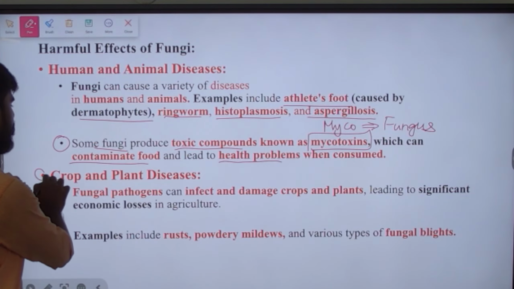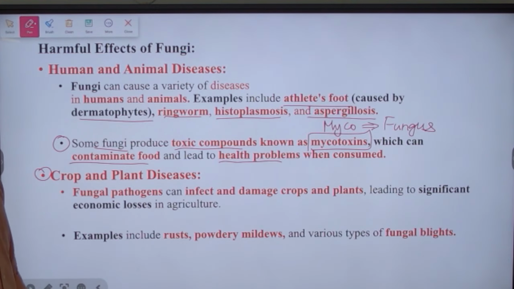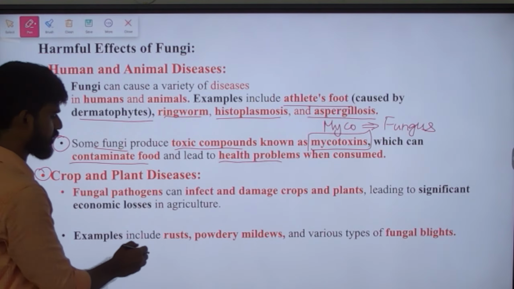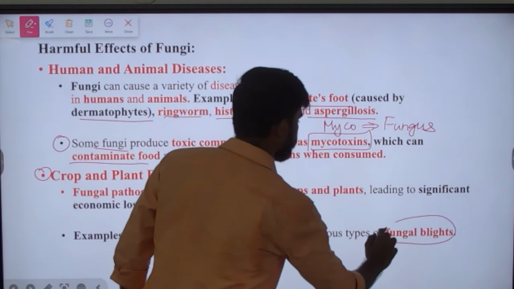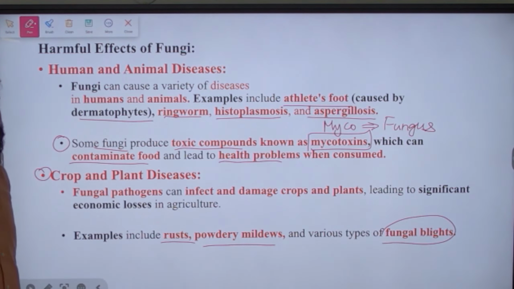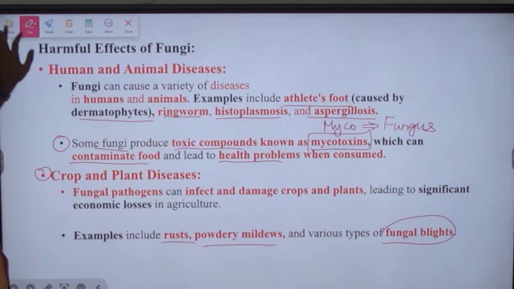Next is crop and plant diseases. Not only human and animal diseases, even crop and plant diseases are caused by fungal pathogens, and the best example for that is rust, powdery mildew, and then fungal blights. These are the best example for crop and plant disease caused by fungus.